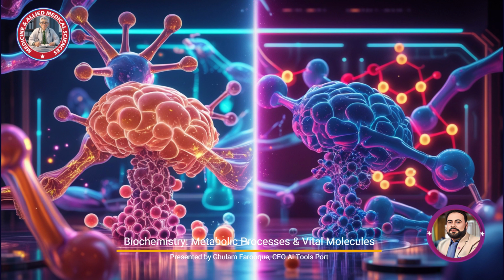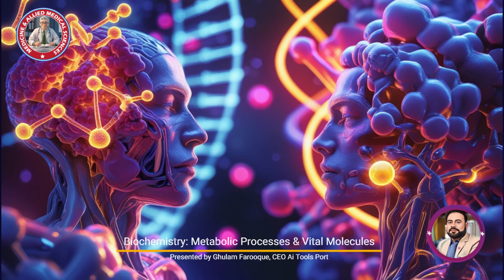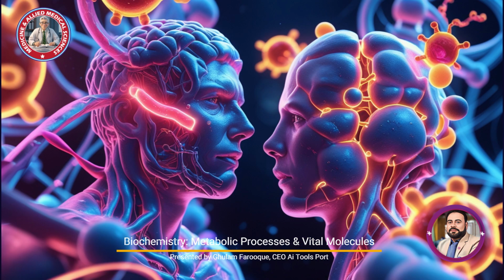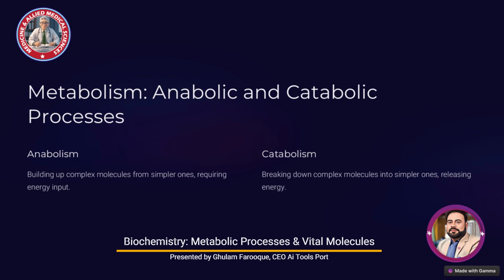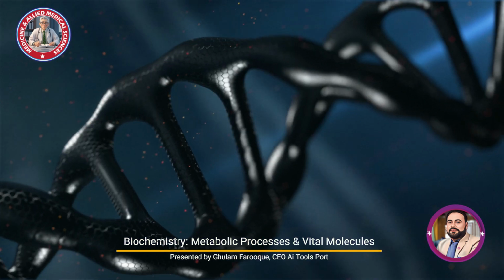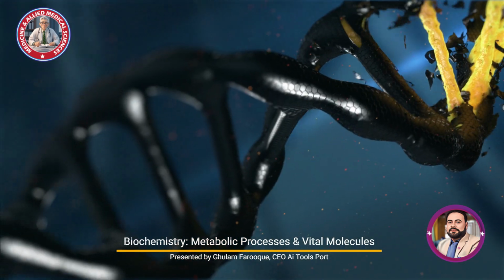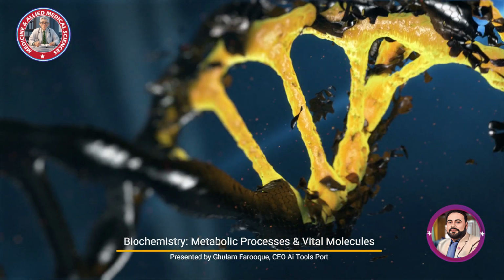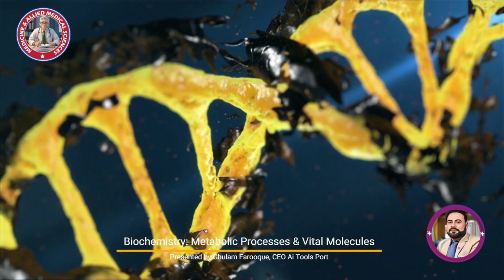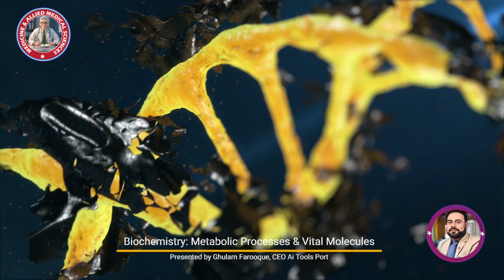1. Anabolic processes, biosynthesis. Definition. Anabolism is the set of metabolic pathways that construct complex molecules from simpler ones, requiring energy input. Energy requirement. These processes are endergonic, meaning they consume energy, usually in the form of ATP. Functions. Building macromolecules like proteins, nucleic acids, and lipids. Tissue growth and repair. Storage of energy in the form of glycogen or fat.